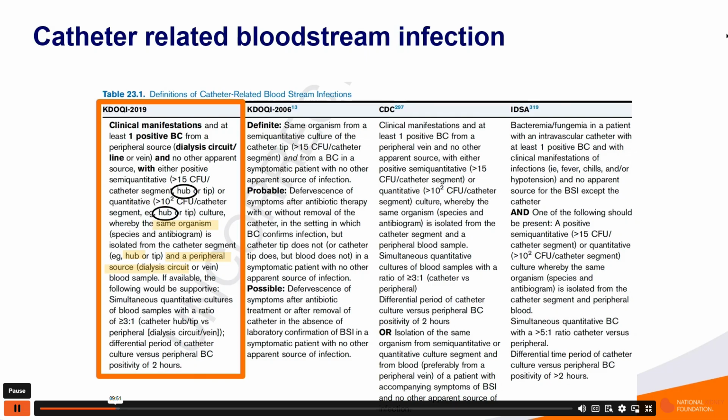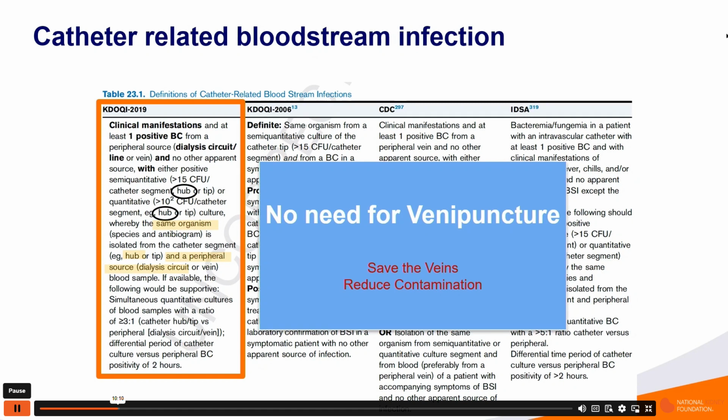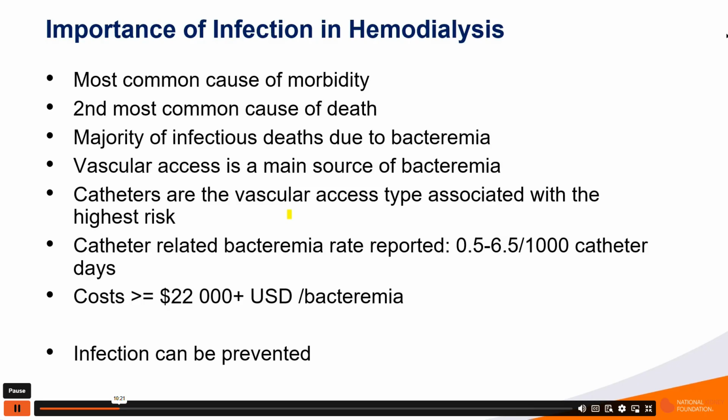You don't need to take the catheter out to get the tip. What's the point of doing that to make a diagnosis? You can actually use the hub. So if your peripheral site, let's say your dialysis circuit, and your catheter hub have the same organism and there are clinical manifestations, then you have a catheter-related bloodstream infection. So it's a very clinical definition, very practical. You don't need to do venipuncture, which is great because you can save the veins and you reduce contamination. So that is how you define catheter-related bloodstream infections. And why is it important?